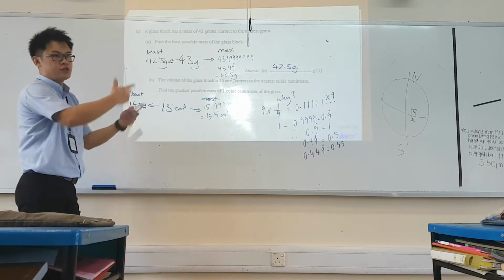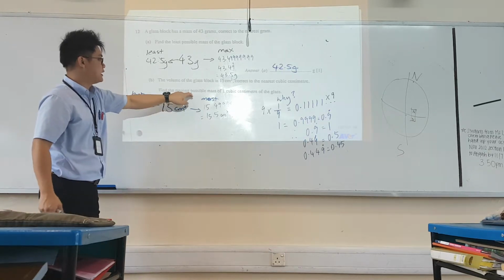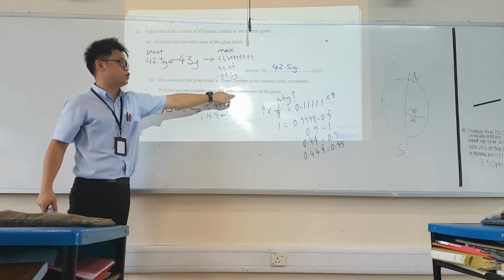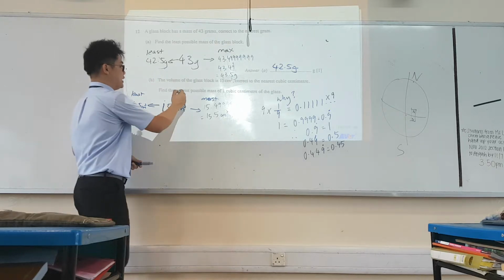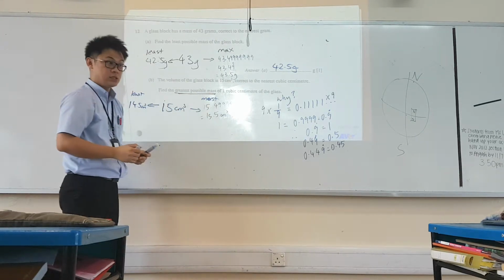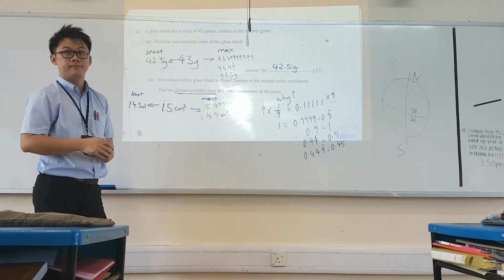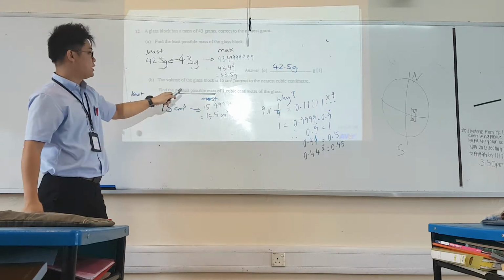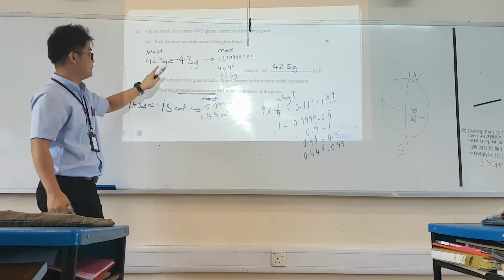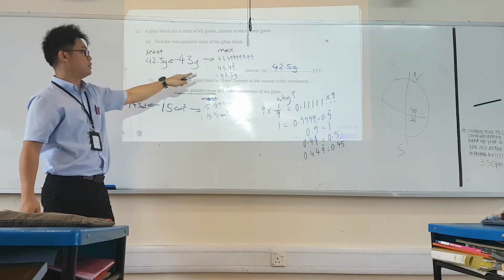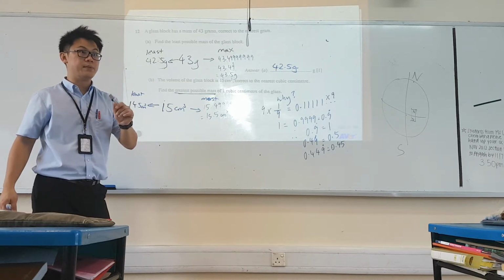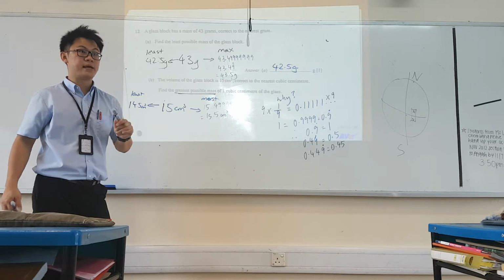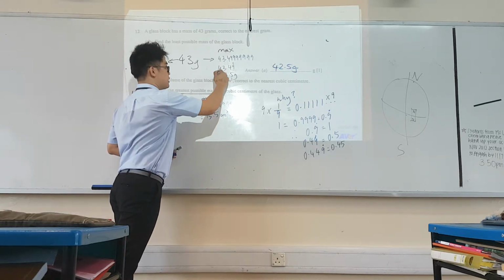Now let's try to answer the question. Find the greatest possible mass of 1 cubic centimeter. They ask for the greatest mass of 1 cubic centimeter. So if I want to find the greatest possible mass, do I use the 42.5 or the 43.5? I use the bigger mass, right? The greatest possible mass is 43.5.